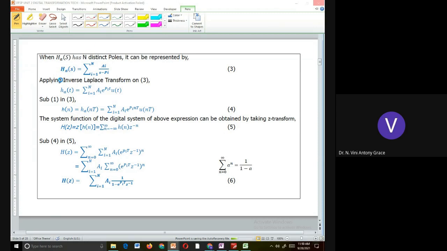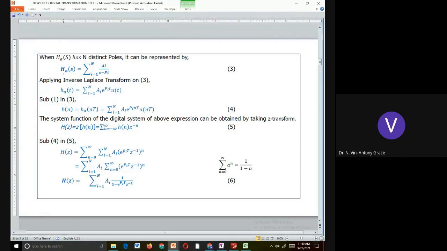Next, once we get this HA of S, we have to find the inverse Laplace transform of it to find the HA of T. So if I take the inverse Laplace transform of HA of S on the left hand side, I am going to get HA of T. And what is the inverse Laplace transform of 1 by S minus Pi? Do you remember? It is e power Pi t.